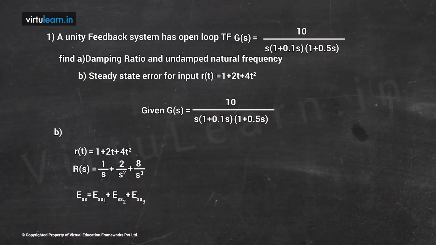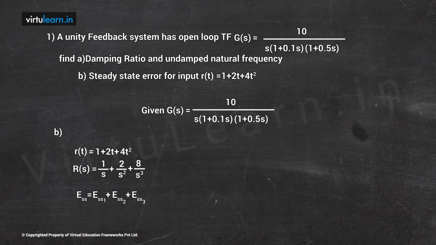Let us look at problems on steady state errors. The first problem statement is like this. A unity feedback control system has open loop transfer function G(s) = 10 / (s(1 + 0.1s)(1 + 0.5s)). Find the steady state error for the input r(t) = 1 + 2t + 4t².